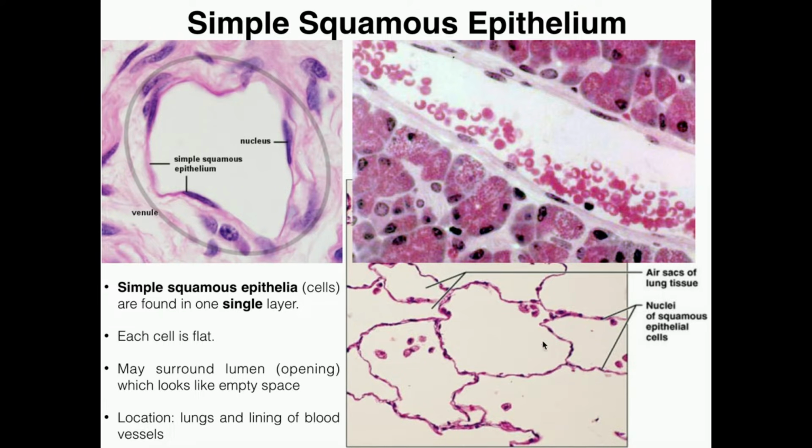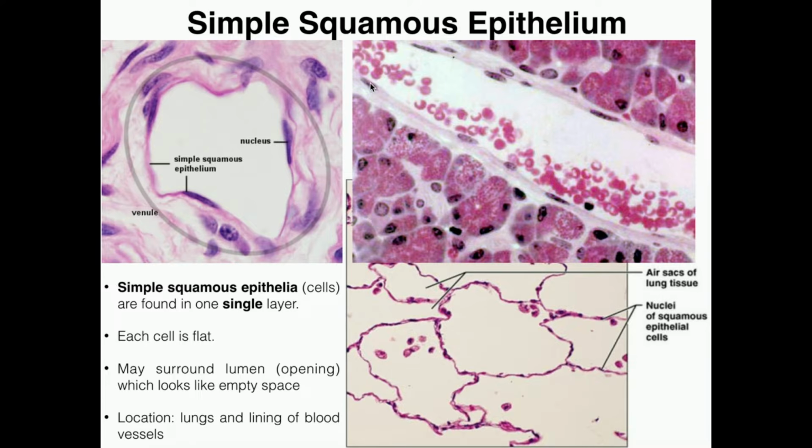So for simple squamous, this is the easiest picture to look at. Notice that these cells are completely flat. These darkened spaces right here, these dark parts, are the nuclei. Nuclei tend to stain dark, but you see that these cells are flat. This is actually in the lungs. These are actually the nuclei of the squamous cells for the alveoli, which you'll talk about in anatomy and physiology too. Another common place that you can find simple squamous epithelium is in the lining of blood vessels.